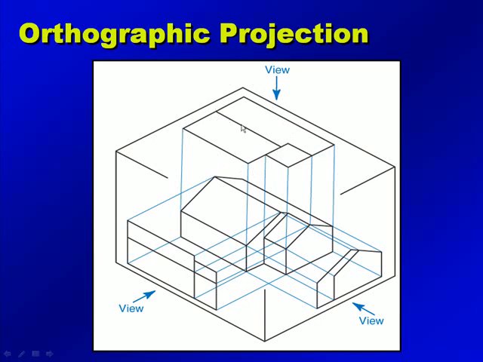With this line right here representing the ridge of this roof. Okay? So this would be a projection. This would be like a top projection. Over here you'd have a front projection. Over here you'd have a side projection.